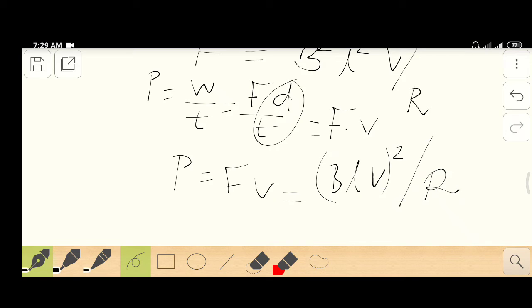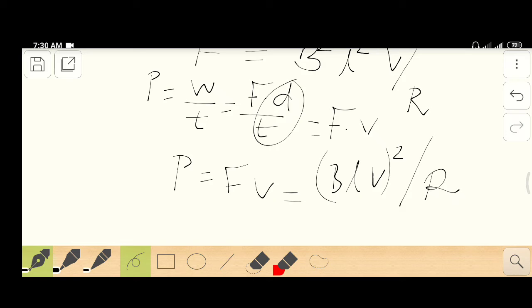This is actually the entire power required to do the movement, or for moving the rod PQ from one end of that loop to another.